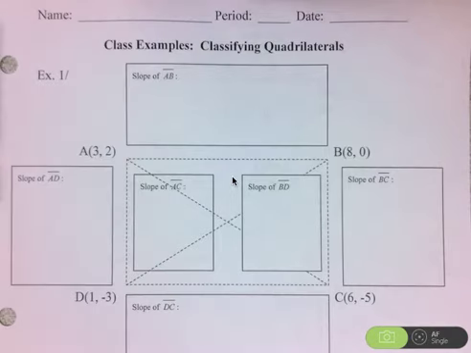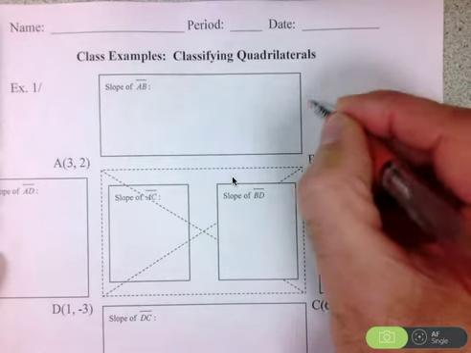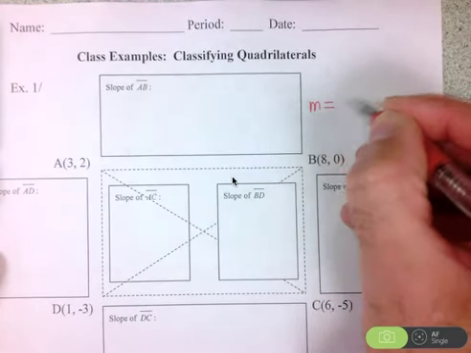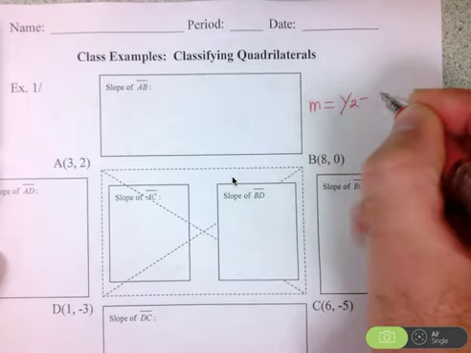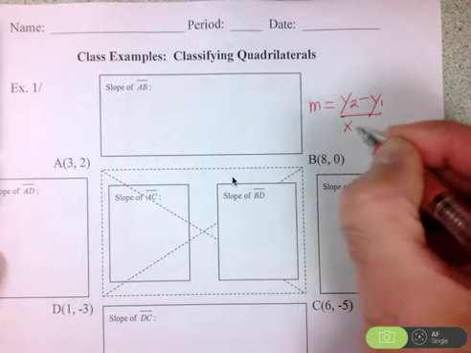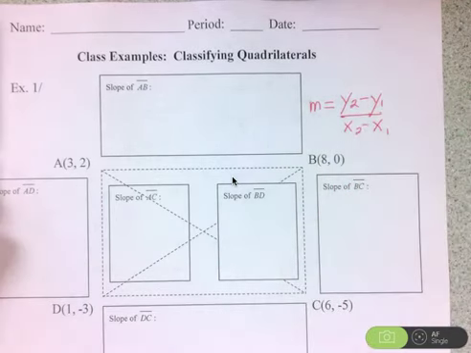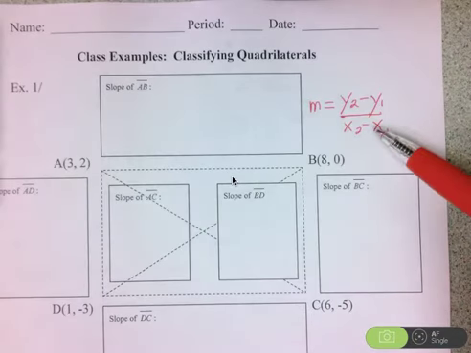Let's take a few minutes and do these examples where I'm going to show you how you can use slope to classify what kind of a quadrilateral you have. So the slope formula you should recognize. The slope is y2 minus y1 over x2 minus x1, and we're just going to use that over and over again. The difference in y's over the difference of x's, the rise over the run.